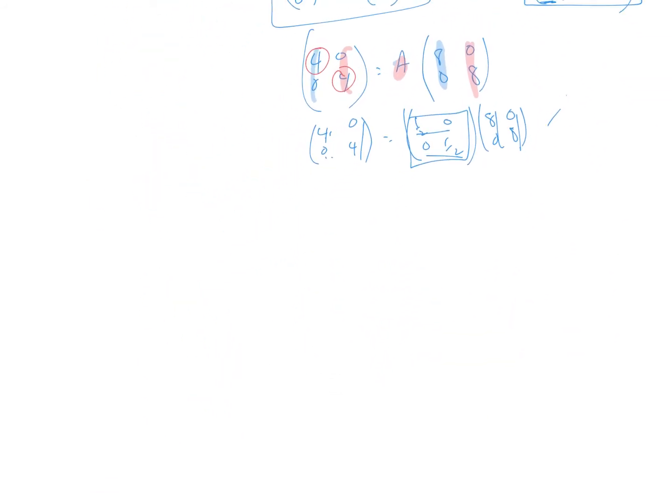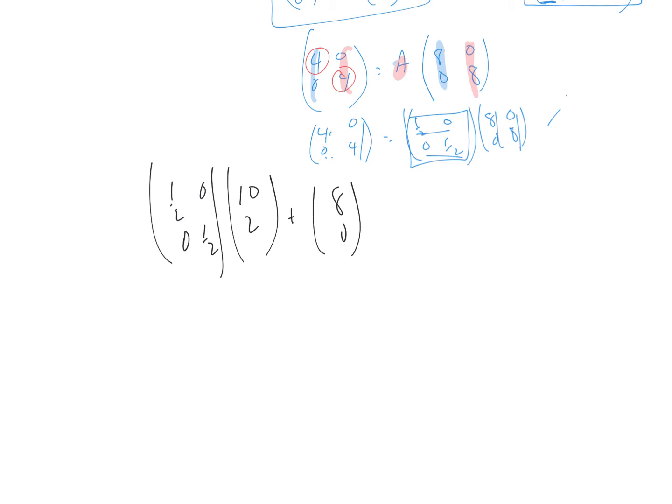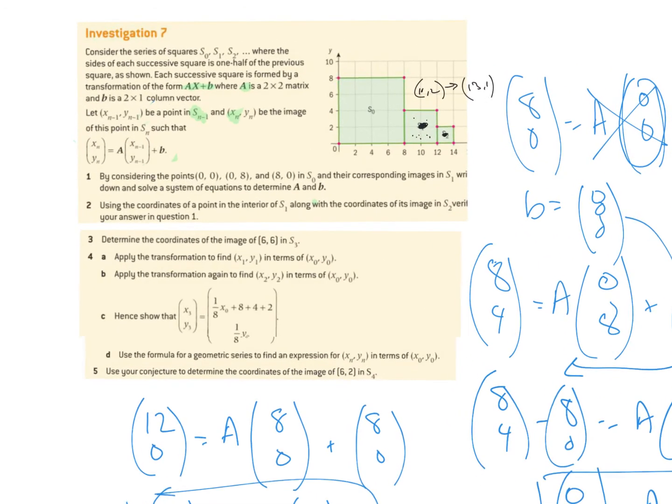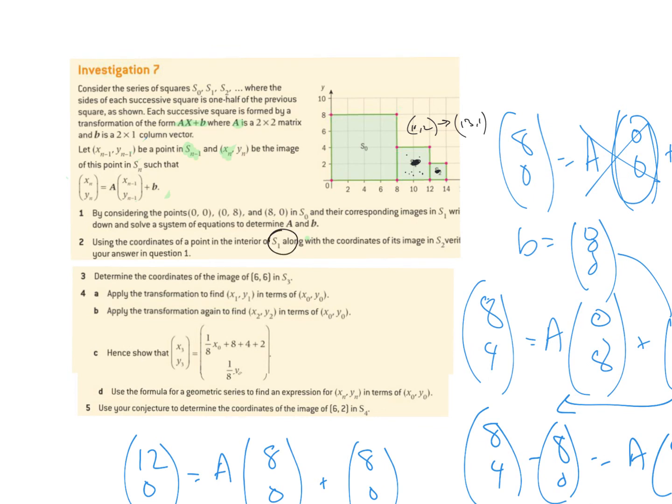So if I take 10, 2 times my A matrix, then add the 8, 0, which is the B. So when I multiply these two here, I end up with 5, 1 plus 8, 0 gives me 13, 1. And so now I have verified that a point in S1 goes to S2 is true based upon 1.